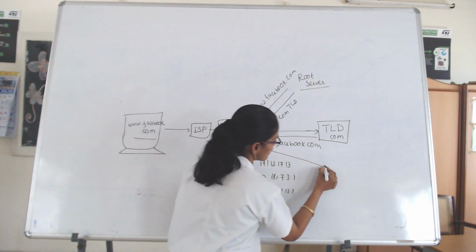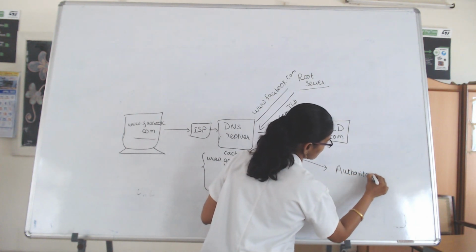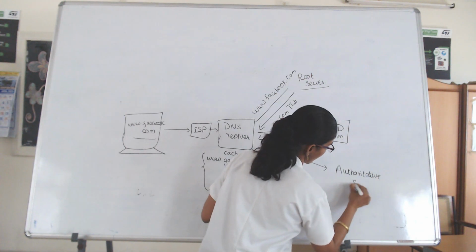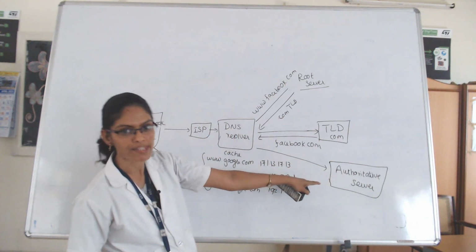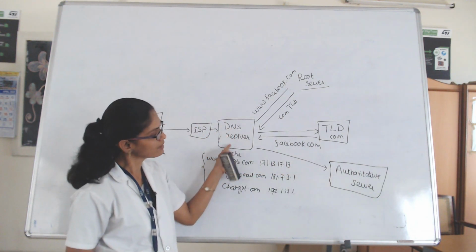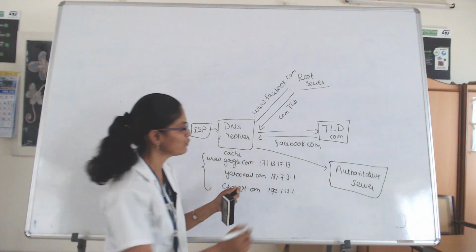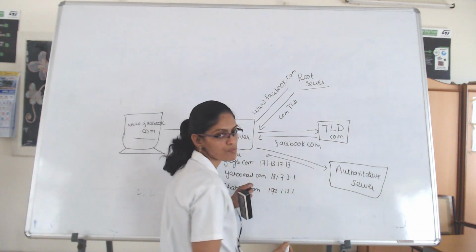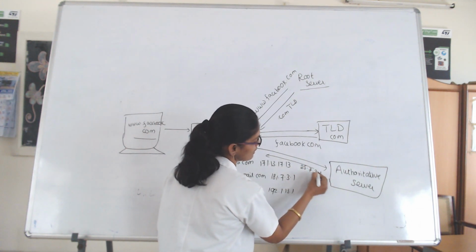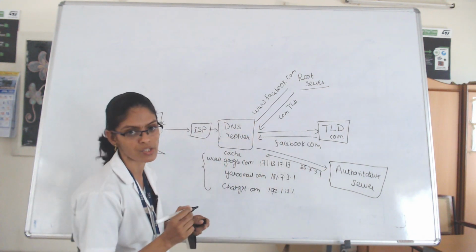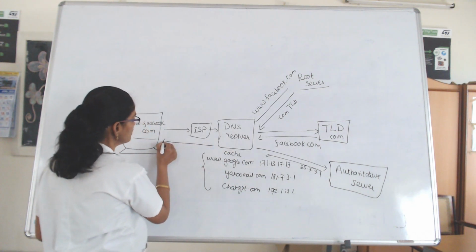The DNS resolver will contact the authoritative server. Which authoritative server? It is nothing but facebook.com's authoritative server. So our DNS resolver contacts the authoritative server. This authoritative server, which is facebook.com's, will give you the IP address of www.facebook.com. For example, if the IP address is 25.7.3.1, this information will reach the DNS resolver. So once the information has reached the DNS resolver, it gives this IP address to the host system.